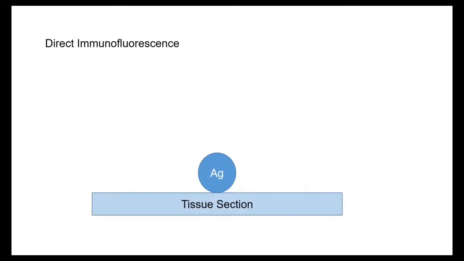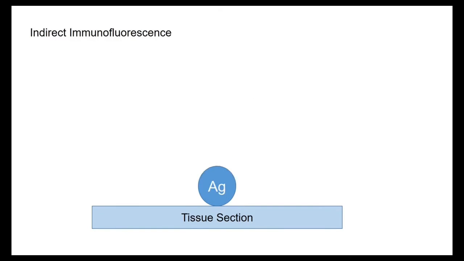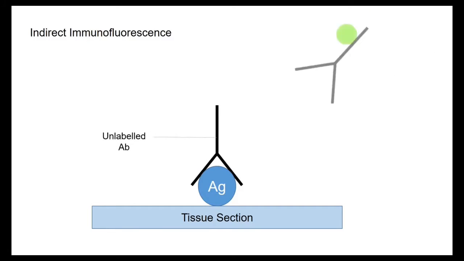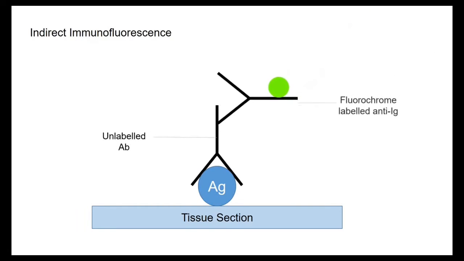For direct immunofluorescence, the fluorochrome-labeled antibody binds directly to the antigen on the tissue section. However, in indirect immunofluorescence, an unlabeled antibody binds to the antigen first. Then, a fluorochrome-labeled secondary antibody, or anti-Ig, binds to it. Since this secondary antibody binds to the antigen indirectly, it is called the indirect fluorescent antibody test, or IFA test.